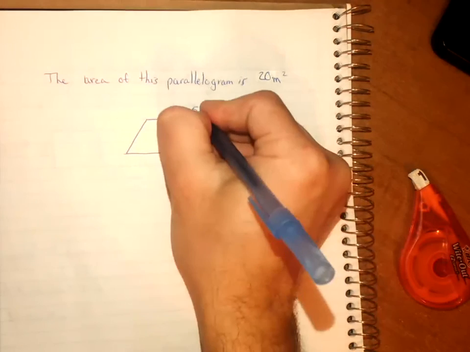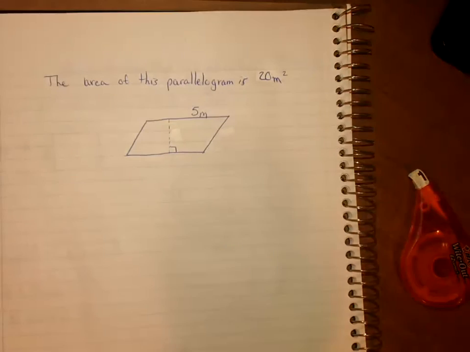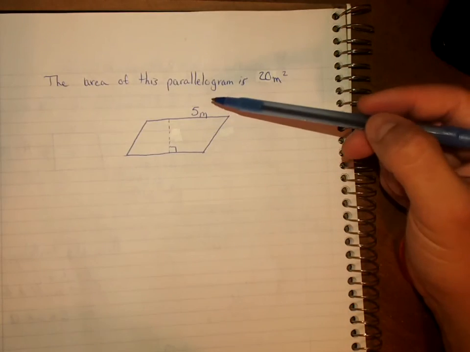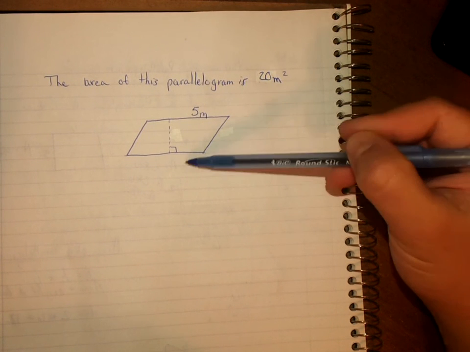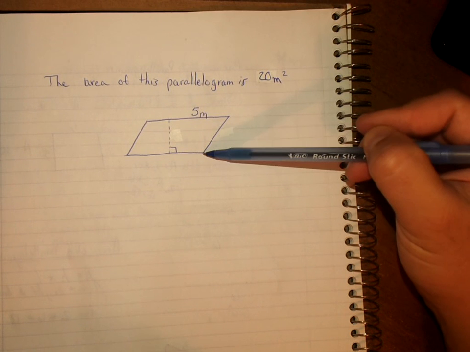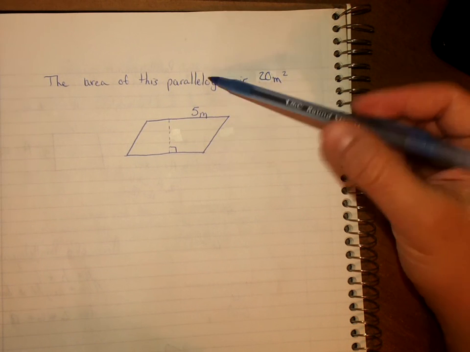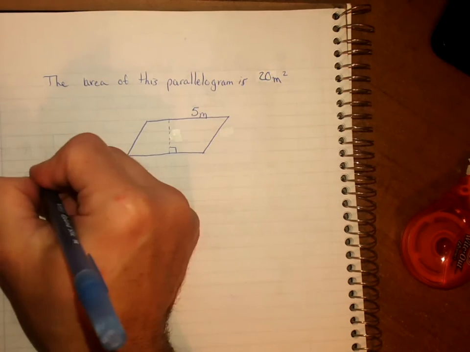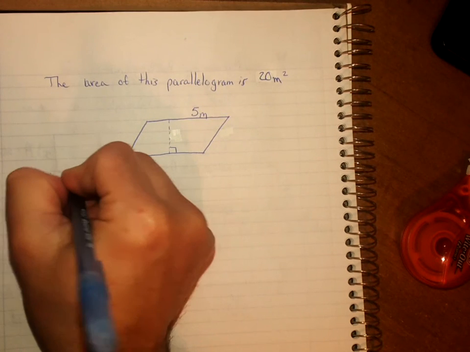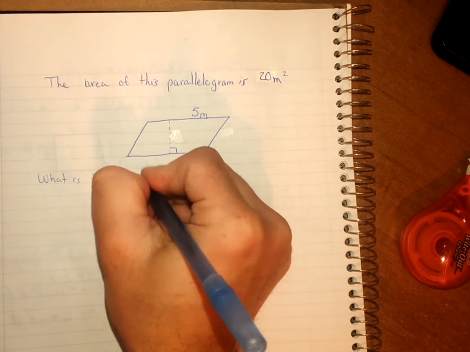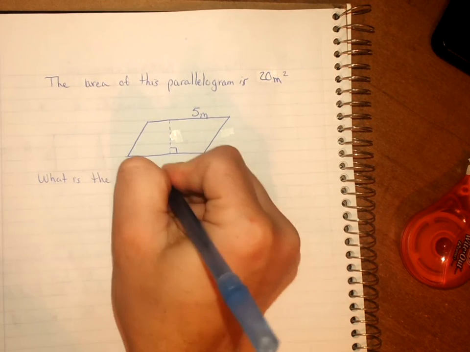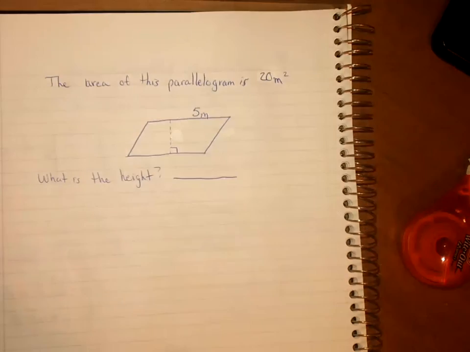I'm going to call this 5 meters. So you can see that this is 5 meters, and you'd say, well, where's the base? Well, you could consider this the base, but also the opposite side would be 5 meters. This would be the base. So then you say, well, what's missing? I'm going to ask you, what is the height?